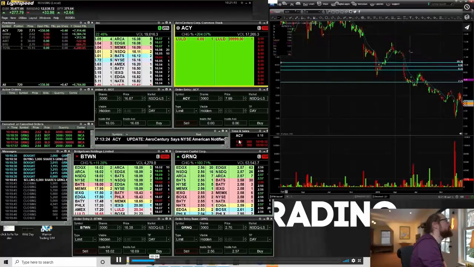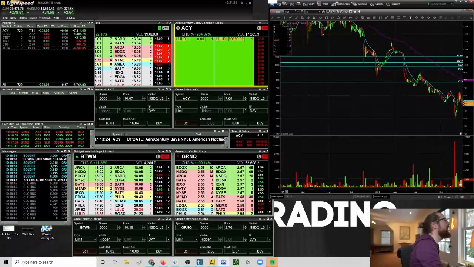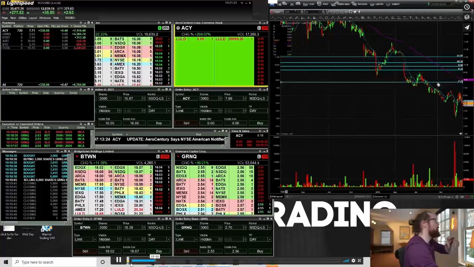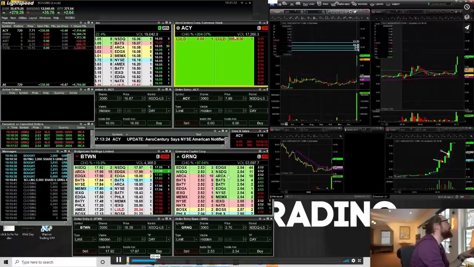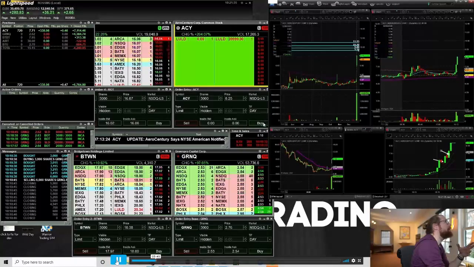So we're waiting for resumption. It was halted at 16, so it should resume at 21 and 32 seconds. We'll get into halts in chapter 11 coming up next, but just for right now, this is halted on what's called a circuit breaker halt, and when it resumes, we're going to look for continuation. Stocks that gap higher usually halt going up, usually open and continue higher.